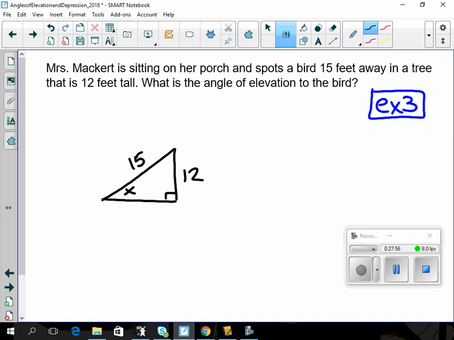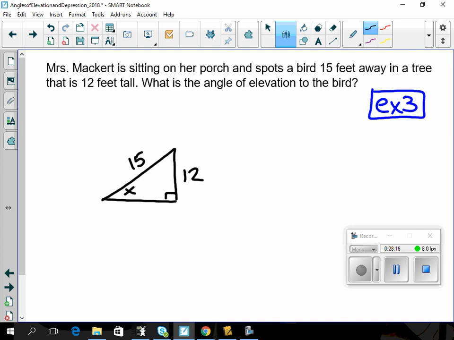If she was 15 feet away from the base of the tree, then 15 would be on the bottom, okay? Exactly, that's why it doesn't go there. Perfect. Are we okay with the picture? All right. So what trig function are we doing?